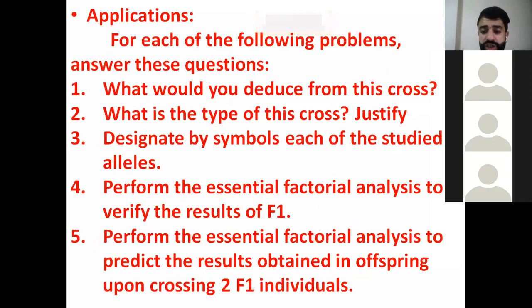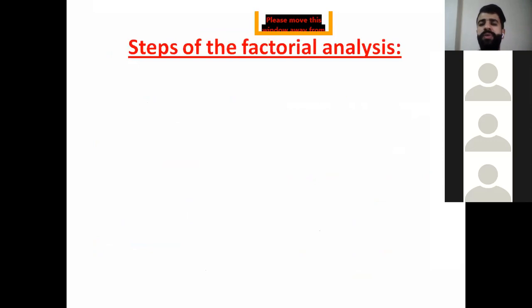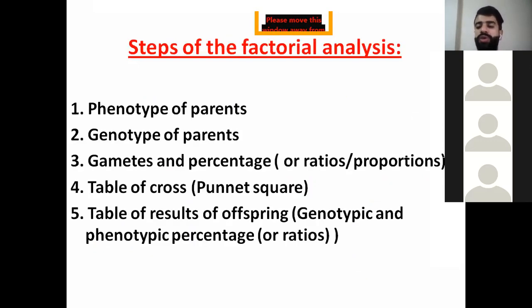They want us in part 5 to perform the factorial analysis here to predict. They didn't say to verify, so you don't have to say therefore the results are verified. To predict the results obtained upon crossing two F1 individuals. Who can tell me what we call the cross between F1 and another F1? What do we call the cross?